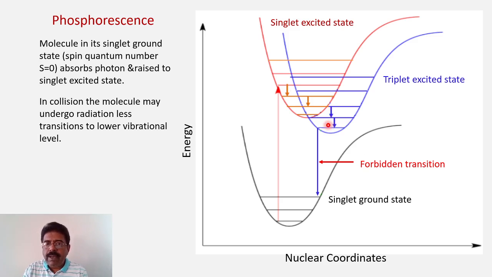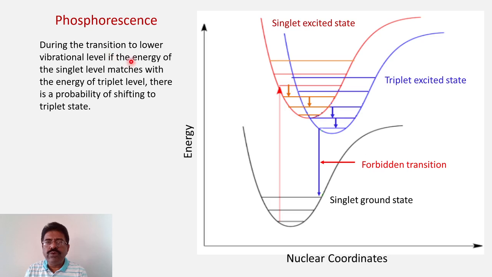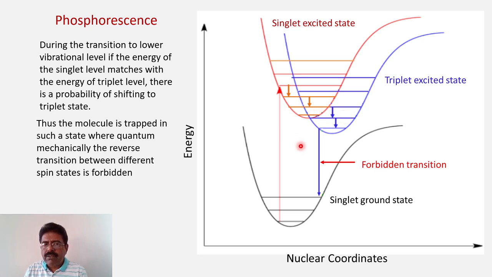But what will happen now? During the transition to a lower vibrational level, if the energy of the singlet level matches with the energy of the triplet level, there is a probability of shifting the transition, from singlet state to triplet state. Now in this process, the molecule is trapped in such a state where, quantum mechanically, the reverse transition between different spin states is forbidden.